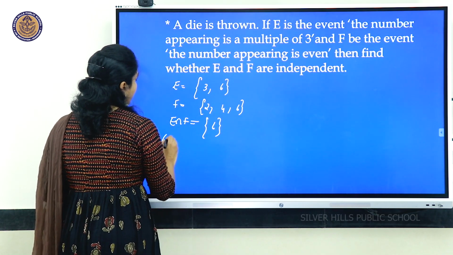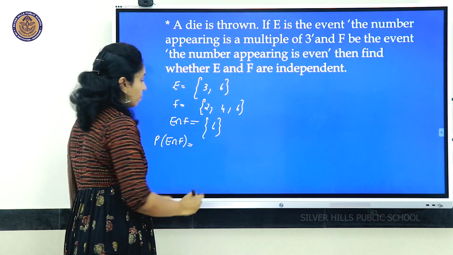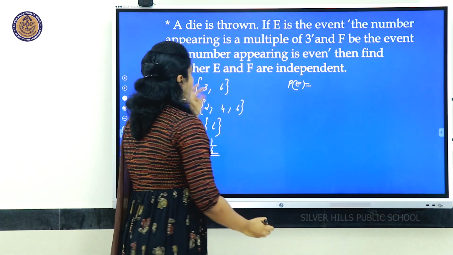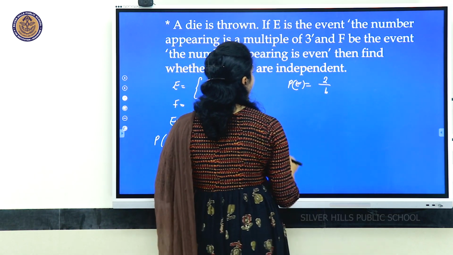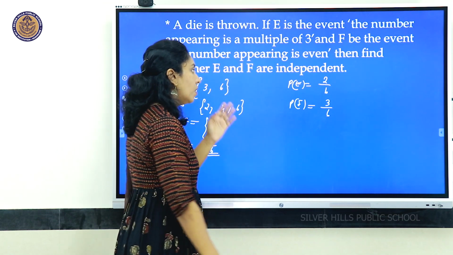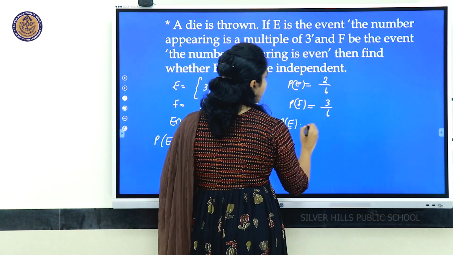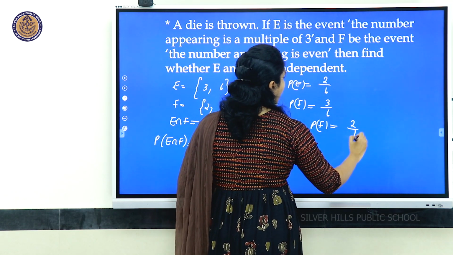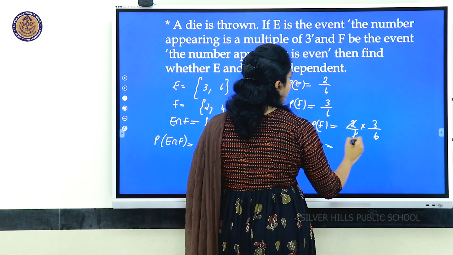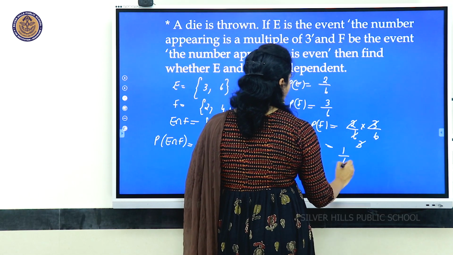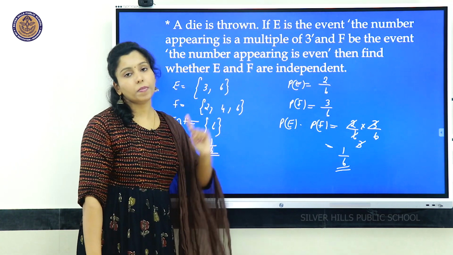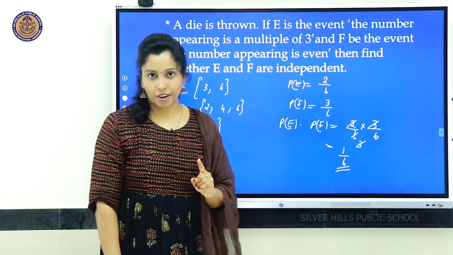Now, P of E intersection F. What is the answer? 1 out of the total 6. What is P of E? 2 members are there out of 6. And what is P of F? It is 3 by 6. Now, multiply and see. P of E into P of F is equal to 2 by 6 into 3 by 6. That is equal to 1 by 6. So, are we getting the same answer? Yes. P of E intersection F is P of E into P of F. So, these two events are independent events.